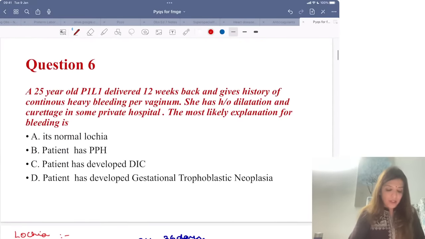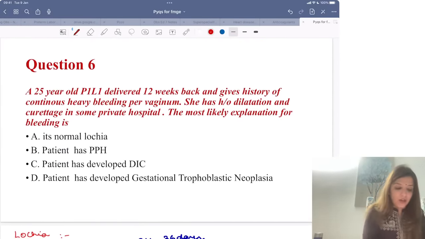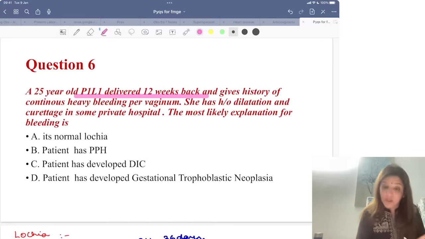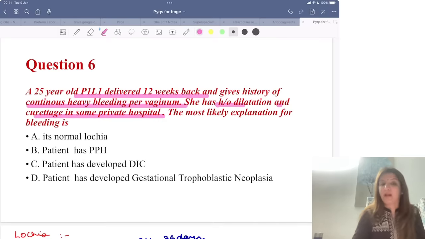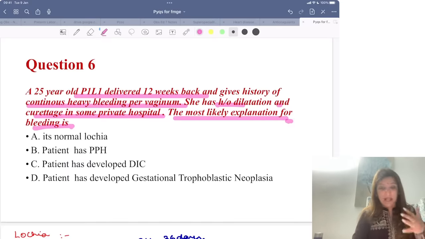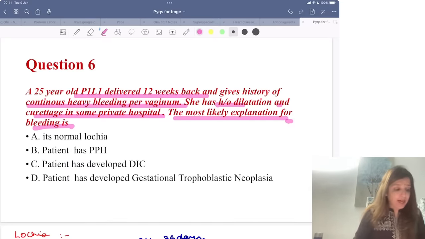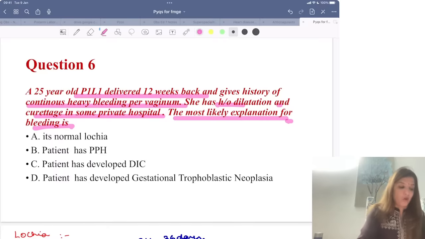Coming to the next question. A 25-year-old P1L1 delivered 12 weeks back, and she gives history of continuous heavy bleeding per vagina. She has history of dilatation and curettage in some private hospital. The most likely explanation for the bleeding is... So I will come to this in a moment, what is the answer.